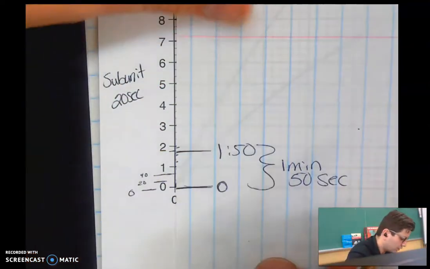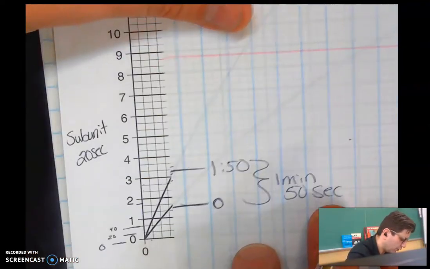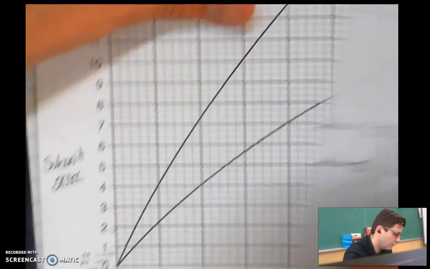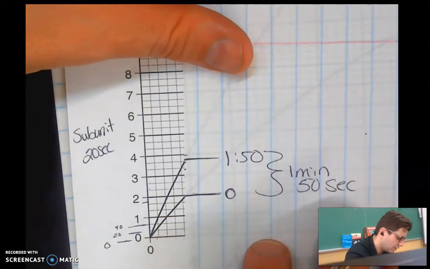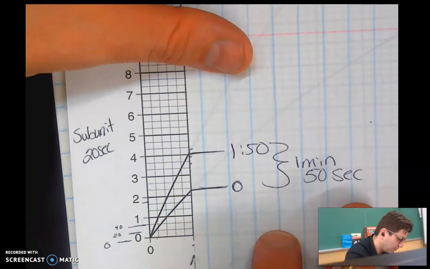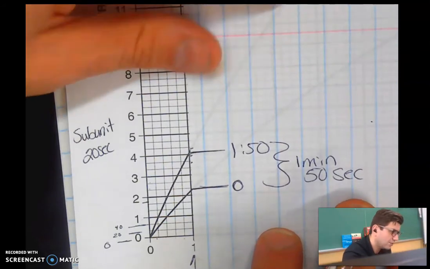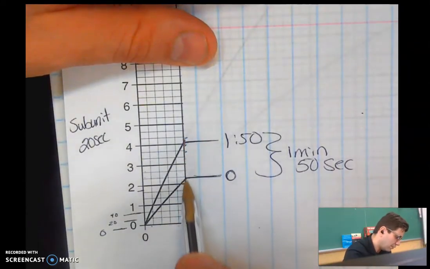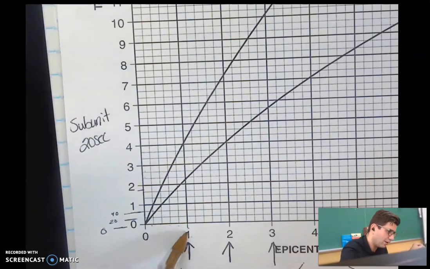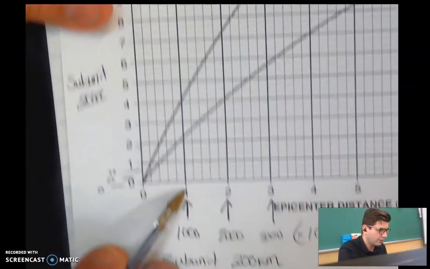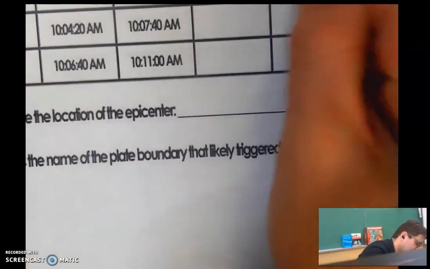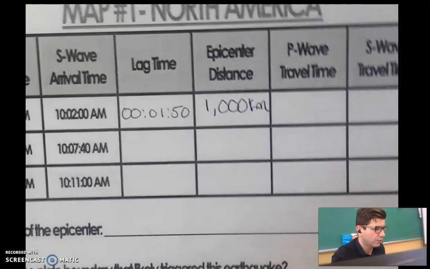Next step, you're going to slide this paper while holding it vertical along the chart. Now you'll notice we have our P wave and our S wave lines. You want the bottom line that you created to touch the P, and you want the top line to touch the S. So you'll notice I'm holding my paper very straight here. If I follow it straight down, I end up right on the 1,000 mark. So I know that my epicenter distance is 1,000 kilometers away.